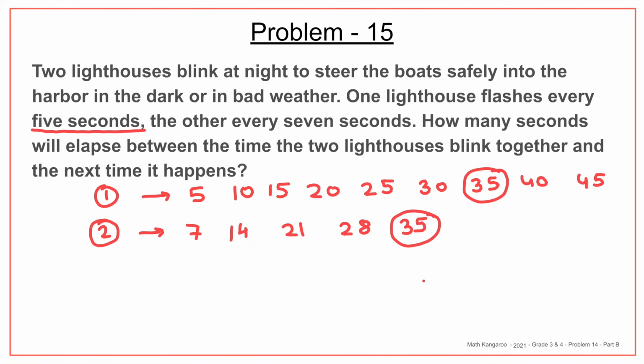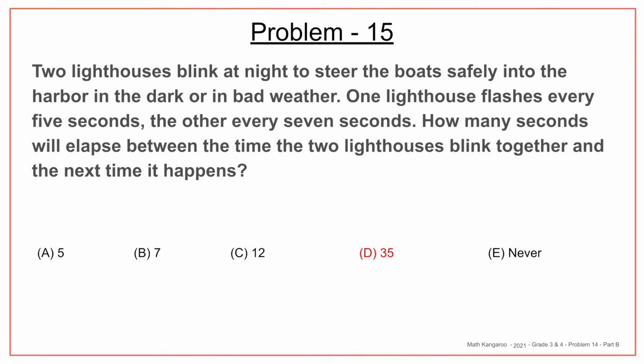So this is also called lowest common multiple. If we know the lowest common multiple of 7 and 5 is 35. So our answer is 35, which is option D.